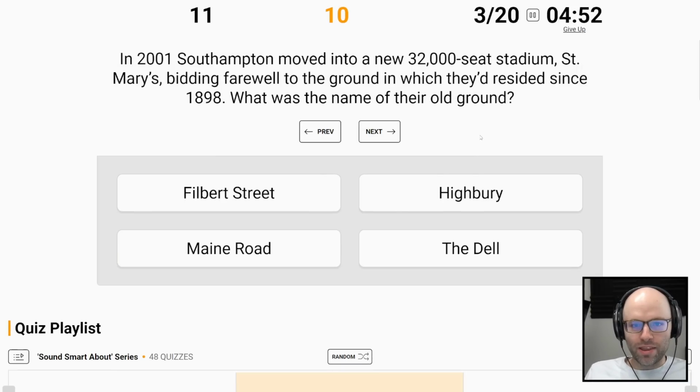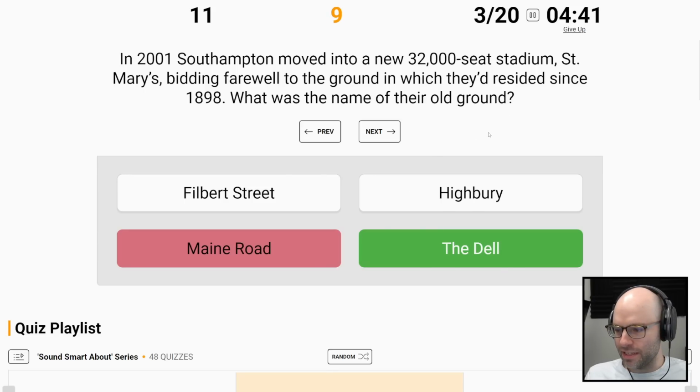In 2001, Southampton moved into a new 32,000-seat stadium, St. Mary's, bidding farewell to the ground in which they've resided since 1898. What is the name of their old ground? Main Road. No, it's the Dell.